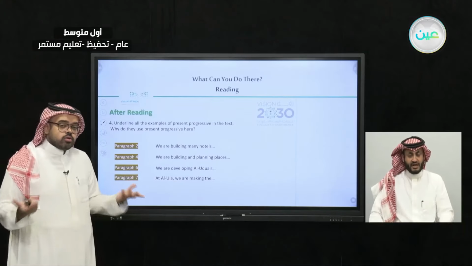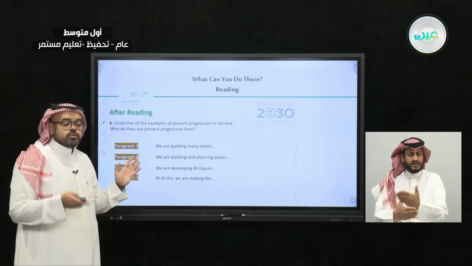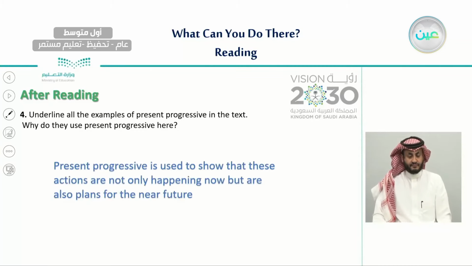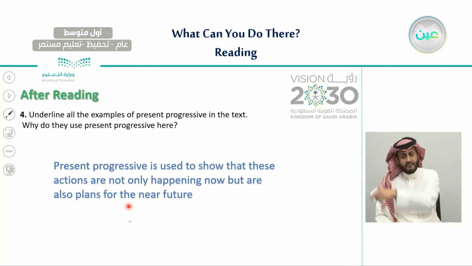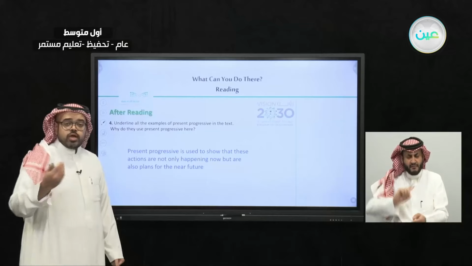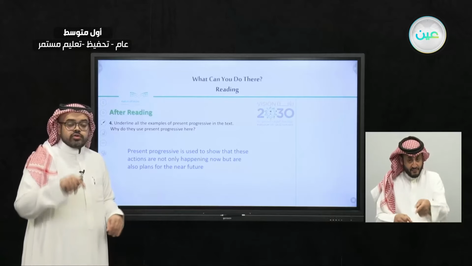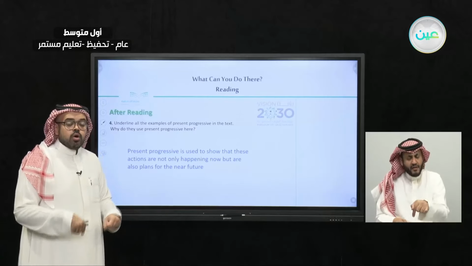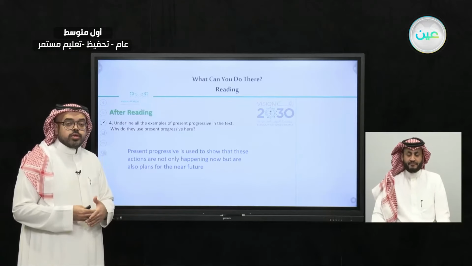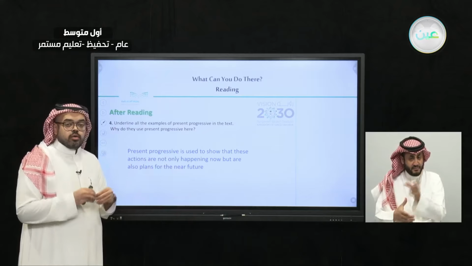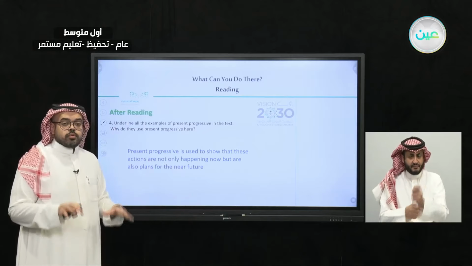And why? What do you think? Why were those verbs written in the present progressive? They were written in the present progressive to show that these actions are not only happening now, but are also plans for the near future. As we have learned, we use the present progressive not only for the actions that are happening right now, but also for the actions that will happen in the near future. So this is why the text was written in the present progressive tense.